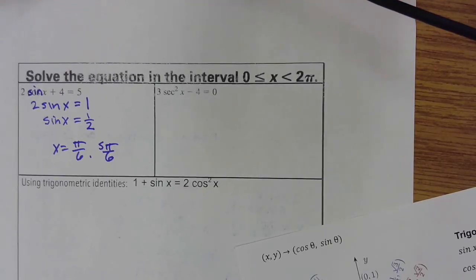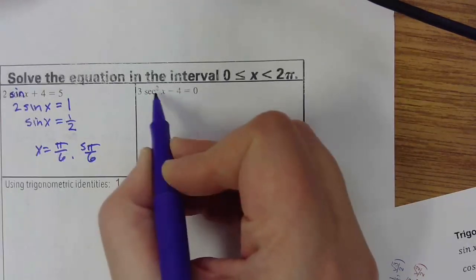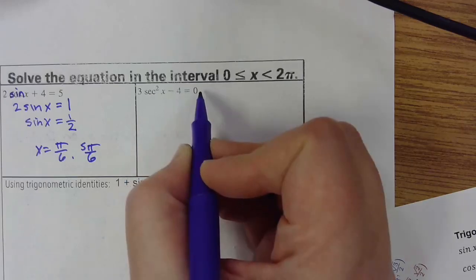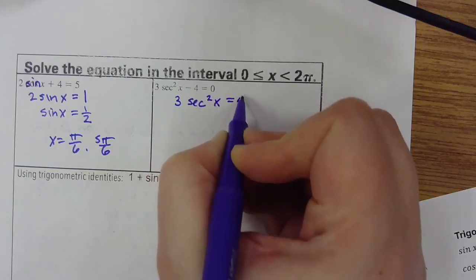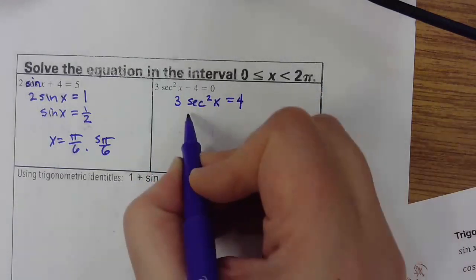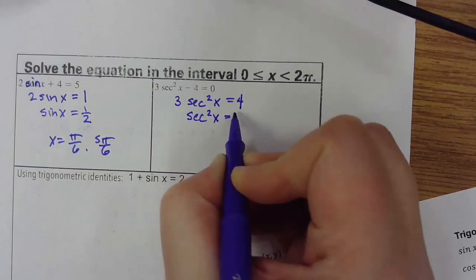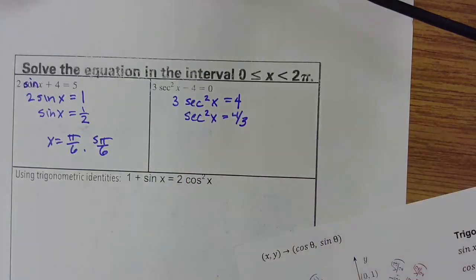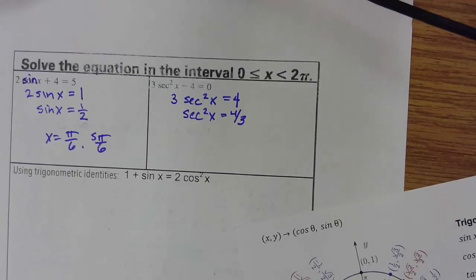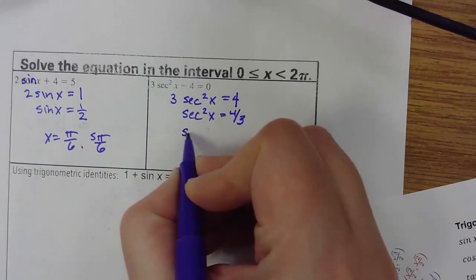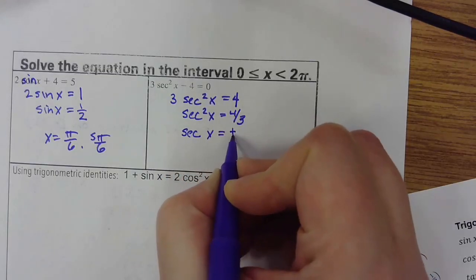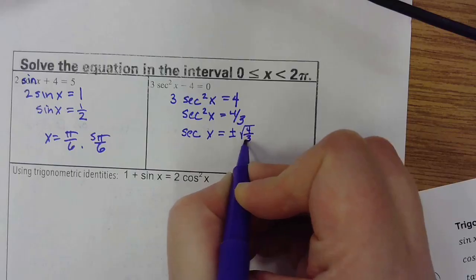So obviously this is secant. It's going to eventually be related to cosine, but let's get it isolated. Let's try and get that secant isolated first. So definitely add 4 to both sides. Divide by 3. And then take the square root for sure. I do want to isolate the trig function all the way. So the secant of x would be equal to plus or minus the square root of 4/3.